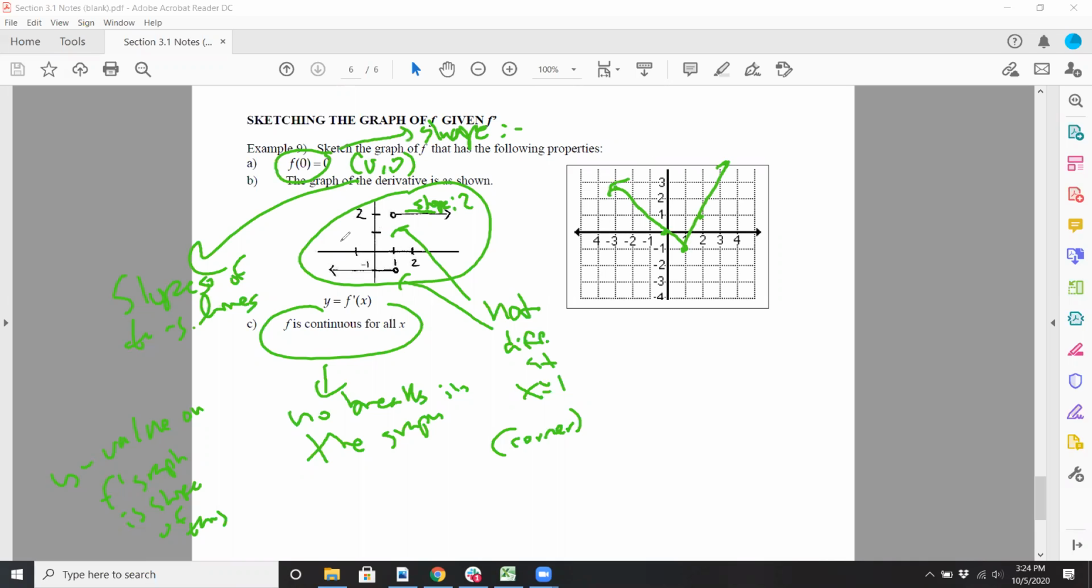So the interval here is from -infinity to -1, we have that slope, and here from 1 to infinity, we have that. So there we go.